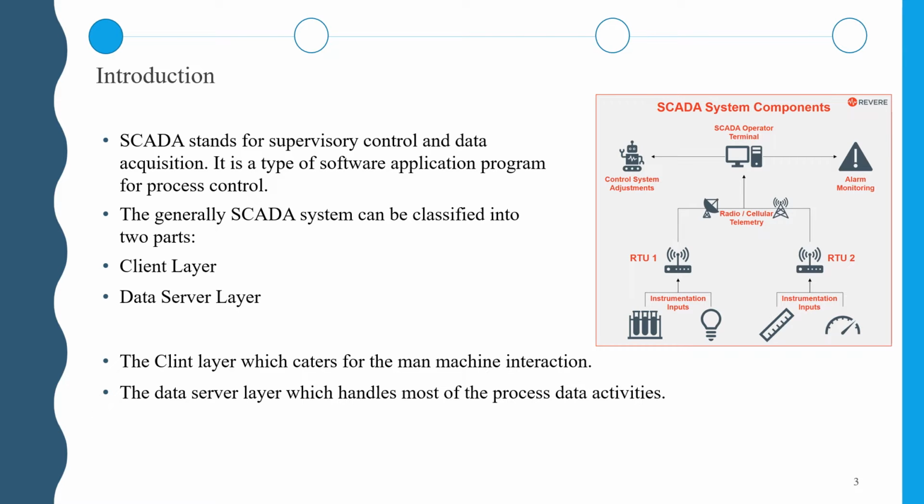SCADA systems are used to monitor and control the equipment in industrial processes, which include manufacturing, production, development, and fabrication. The general SCADA system can be classified into two parts: the client layer and the data server layer. The client layer caters for the man-machine interaction. The data server layer handles most of the process data activities.